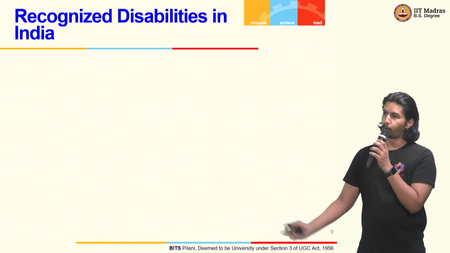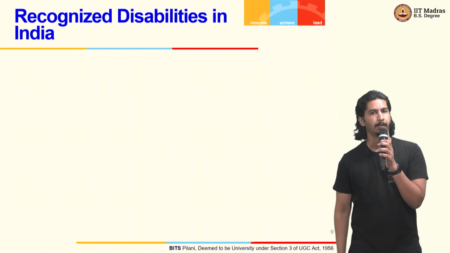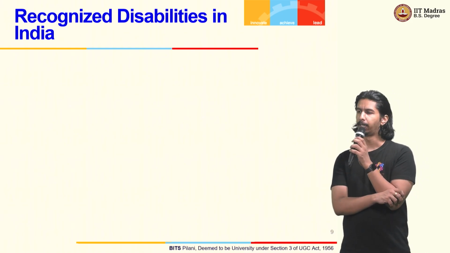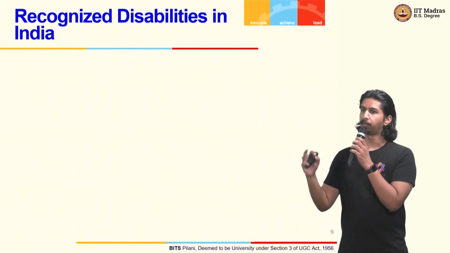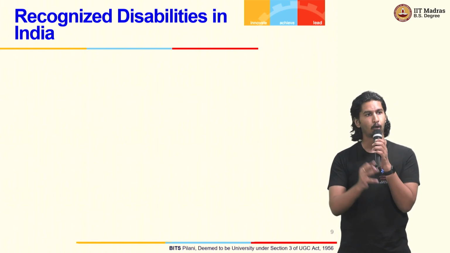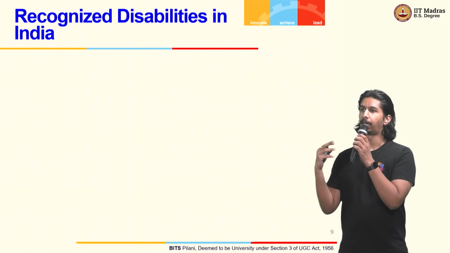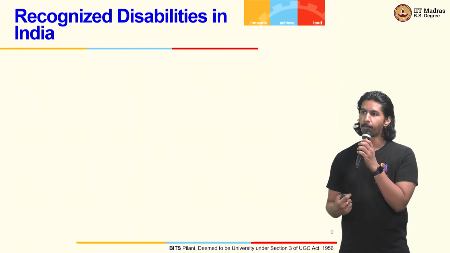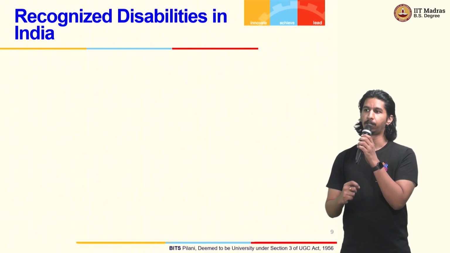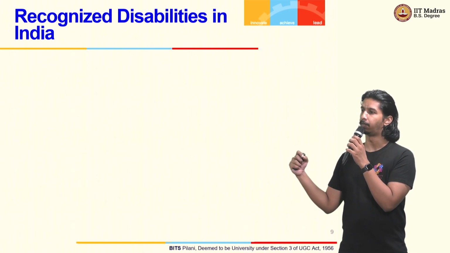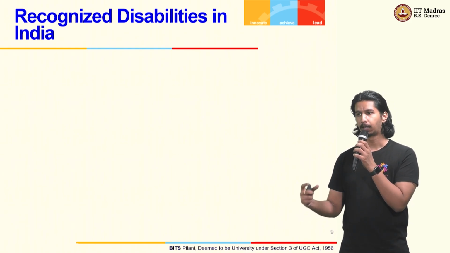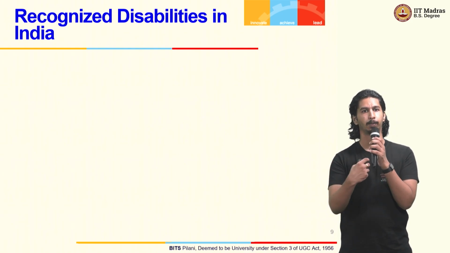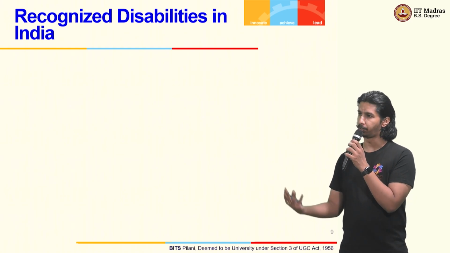So how many recognized disabilities are there in India? Any idea? What do you mean by recognized, first of all, right? Meaning these disabilities are recognized by the government of India, and just like our passport or Aadhaar card, a person with these disabilities will be able to get it certified from a medical practitioner, and they can avail a card. And that card can be used for a lot of welfare schemes, accommodations, and so on.